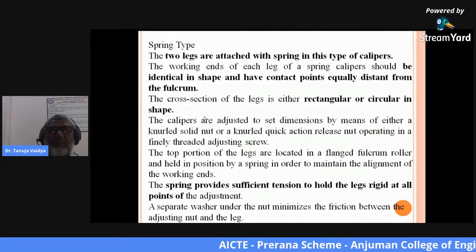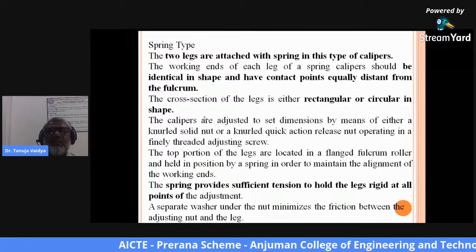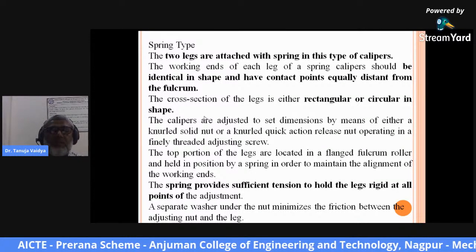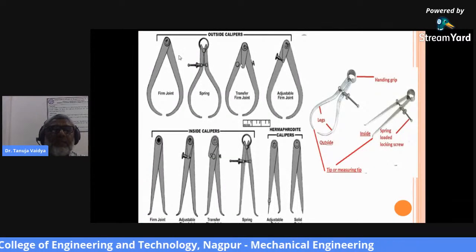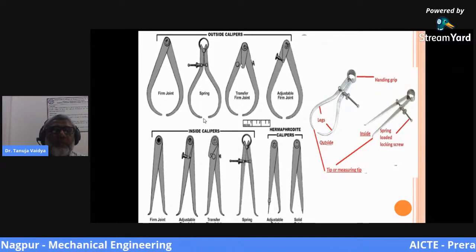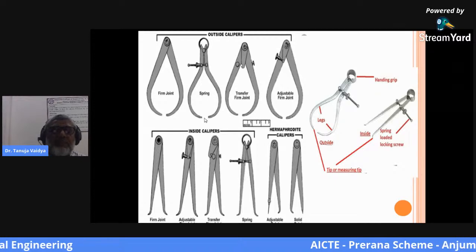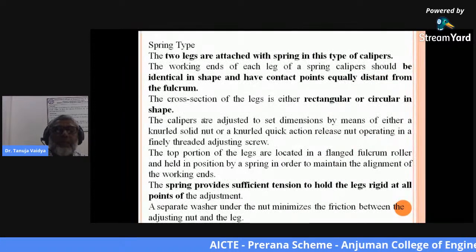The calipers are adjusted to set dimensions by means of either a knurled solid nut or a knurled quick action release. These are the knurled nuts, which can be used for increasing or decreasing the distance between these two legs.